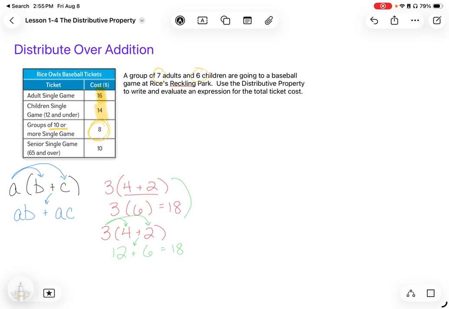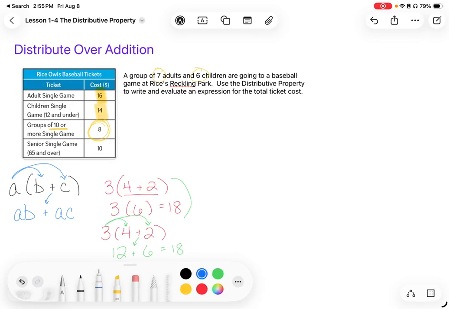Before we write anything, let's think about what you would do here. We've got a total of 13 people. We do 7 plus 6, we get 13. We need to buy 13 tickets, and each ticket is going to cost $8. So we do 13 times 8, and that gives us the total cost. That is exactly what we are going to write, though we're going to write it using the distributive property.